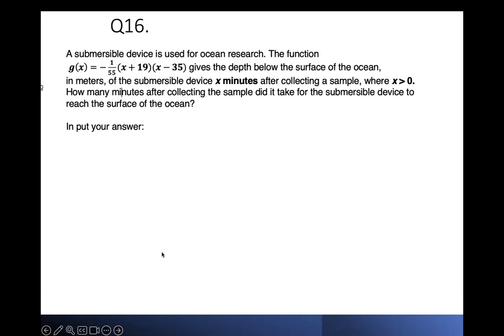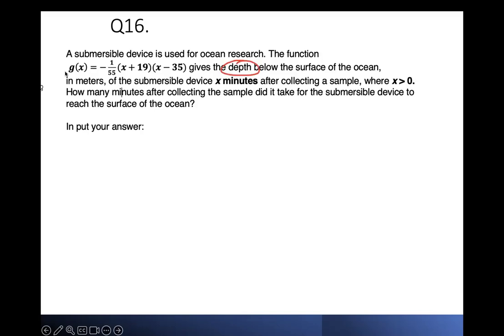A bunch of words there. They look intimidating. Once again, rewrite the equation like weights. When you do that, it becomes easy. A submersible device is used for ocean research. The function, bunch of numbers. Giving the depth, that's the key. When they give you this, they'll describe it.